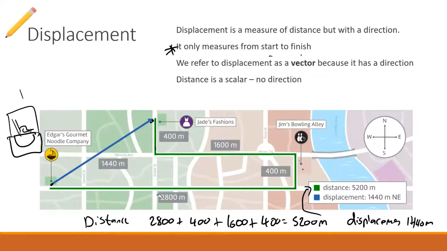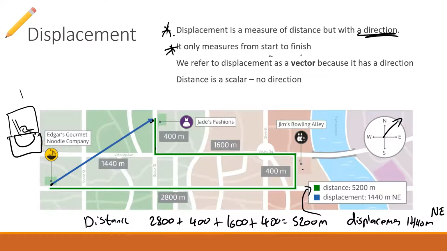But I can't just write 1,440 meters. I've got to also write the direction. The direction in this case is northeast. So let's just write northeast in here. And that's the difference between a displacement and a distance. They can be the same thing. You can run 5 kilometers north and have a displacement of 5 kilometers north, but they can also be different because you're only measuring from start to finish, and it must have a direction.